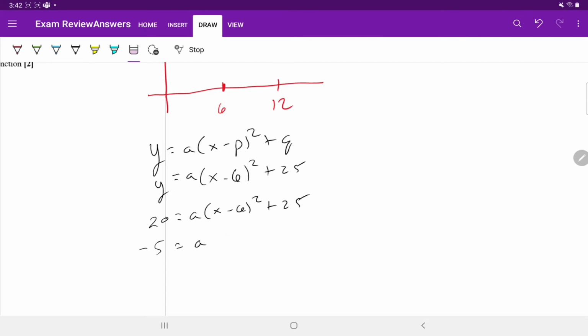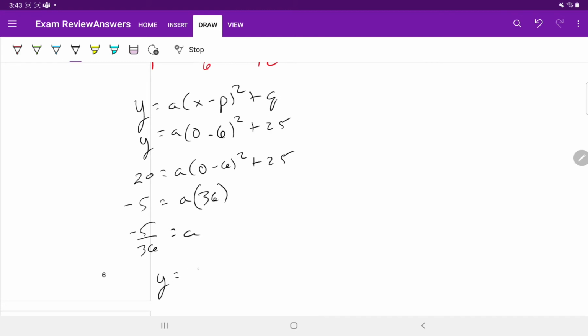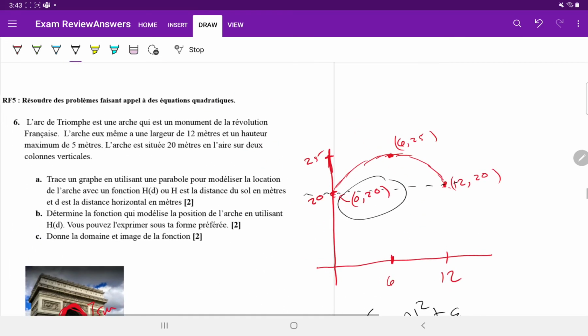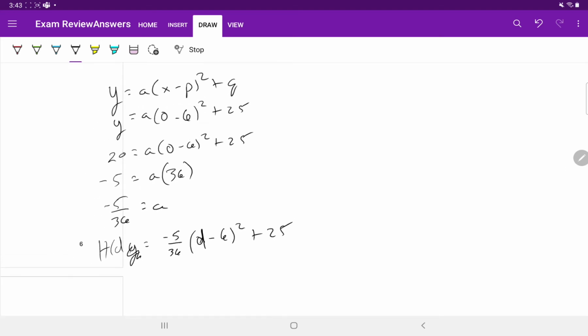Oh, sorry, I forgot to replace the x. Here I am thinking, how am I going to solve for two variables? I didn't replace the other variable. So with x equal to 0, 0 minus 6 is negative 6, squared is 36. So a then is negative 5 over 36. I can write this as y equals negative 5 over 36 times x minus 6 squared plus 25. I think they wanted us to use different variables here, so h of d, and this should be d there. So that's one way I can do it.